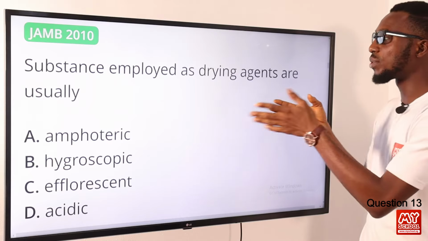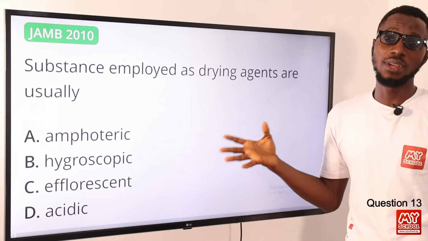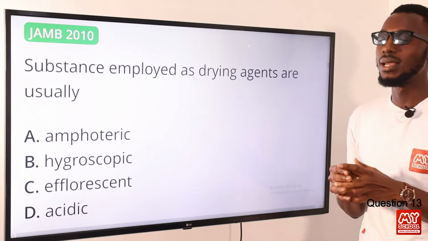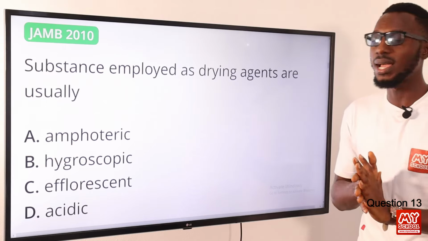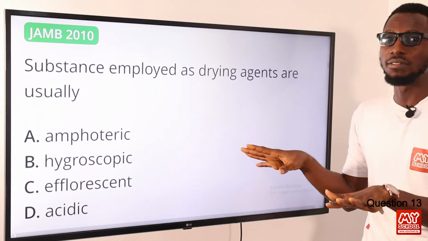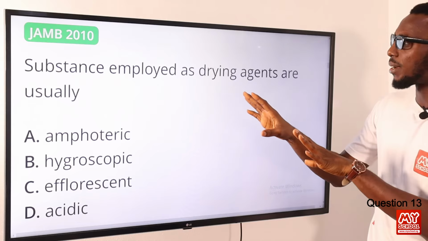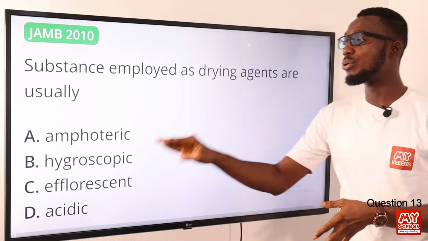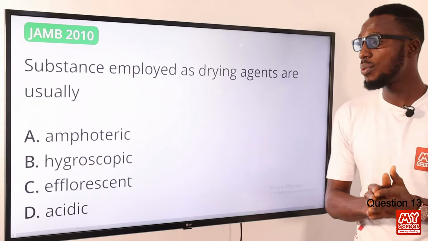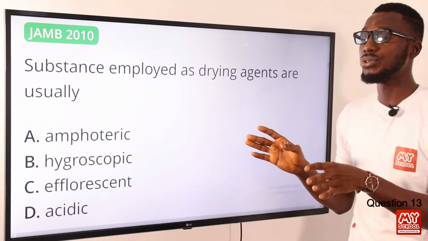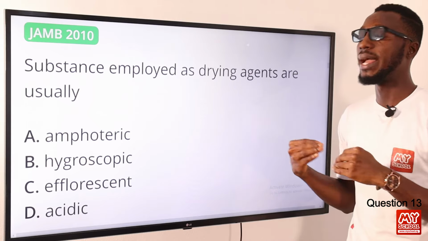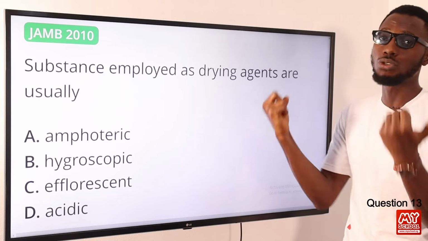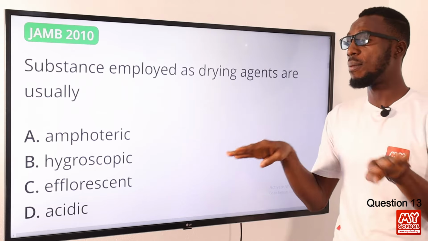We can actually grade drying agents based on three factors: capacity, efficiency, and another property entirely. Let me stick with what we have here. Substances employed as drying agents are usually hygroscopic or deliquescent. Deliquescent substances, when exposed, absorb moisture from the atmosphere and form a solution.